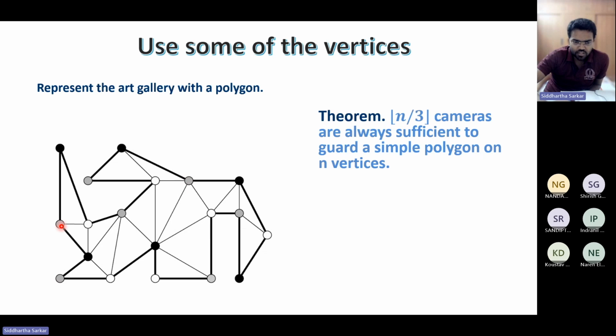So where will you put the cameras? You can choose one of the colors. So here there's black, there's white and gray. So let us say out of these three colors, white has the least number of vertices. Then you will place cameras at the white vertices. And you know that all the triangles contain at least one white vertex. So all the triangles get covered.